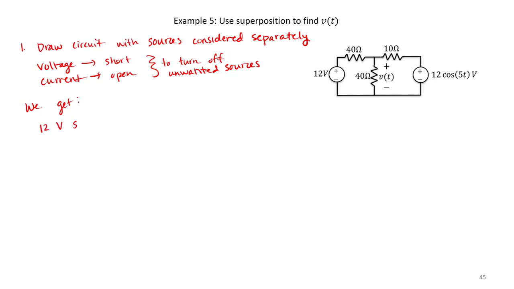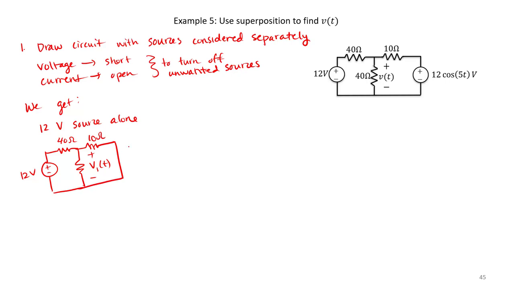For the 12-volt source alone, we've got our 12-volt source, still have the 40 ohm resistor. I'm going to call this V1 of t. We got our 10 ohm resistor. And notice the other voltage source is replaced with a short.